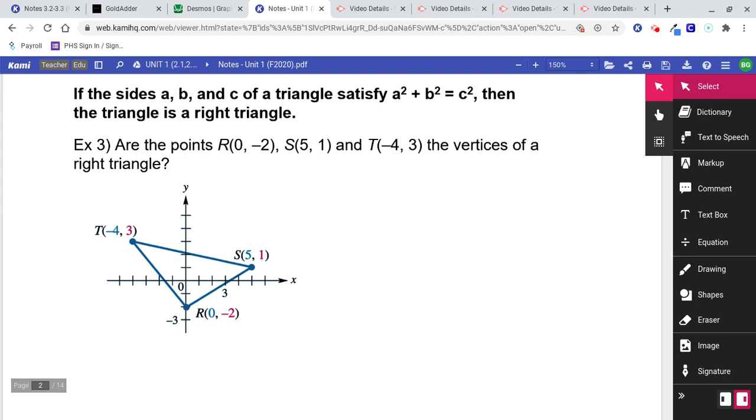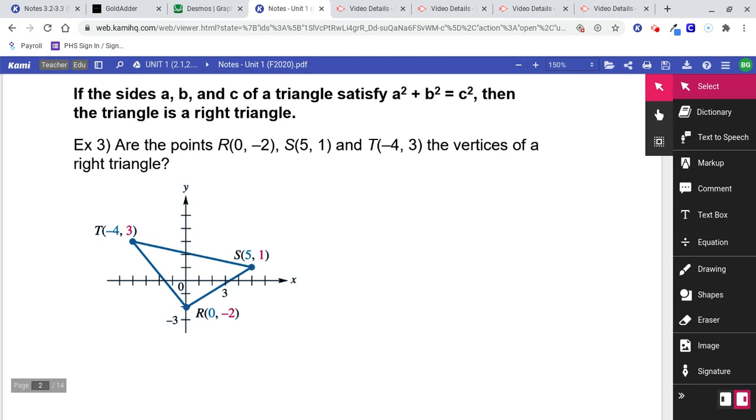If the sides a, b, and c of a triangle satisfy a squared plus b squared equals c squared, then the triangle is a right triangle. That should look familiar to you. We know that the Pythagorean theorem is talking about a right triangle, a squared plus b squared equals c squared. Number 3, we're trying to verify that. So it says, are the points R, S, and T the vertices of a right triangle?